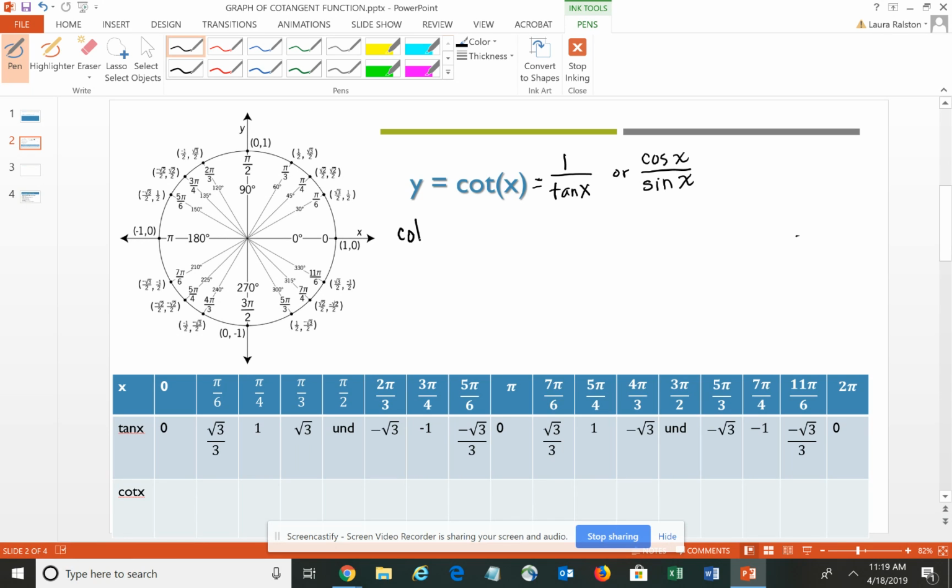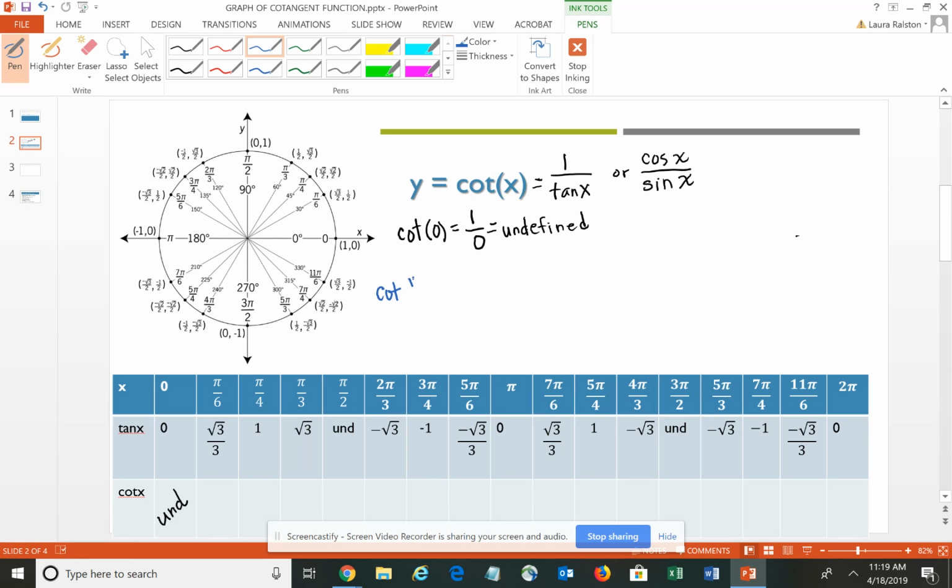So if we focus on the values on the unit circle and take a look at the cotangent of 0, the reciprocal would be 1 over 0, or again, you would have cosine over sine. And we've talked numerous times about how that's a problem because you cannot have 0 in the denominator of the fraction. So at 0, the cotangent is undefined.